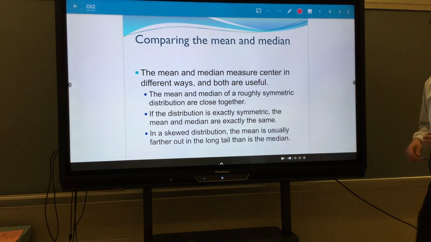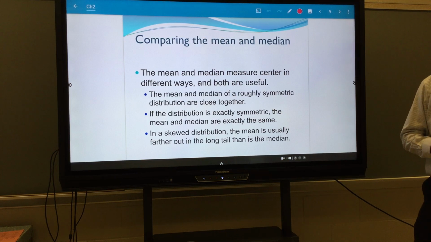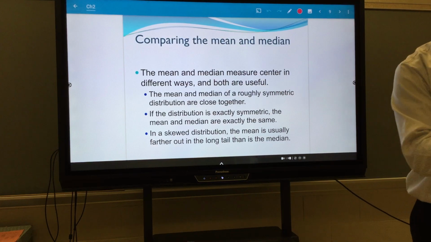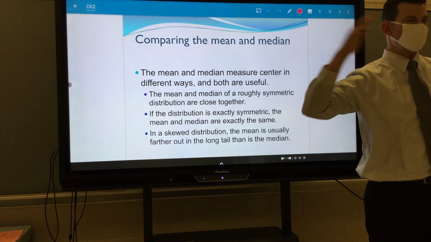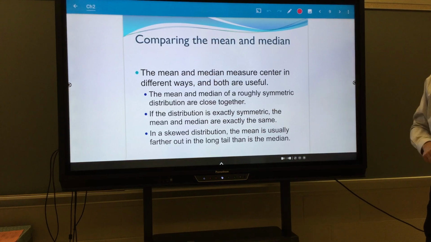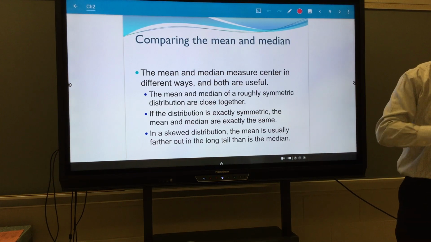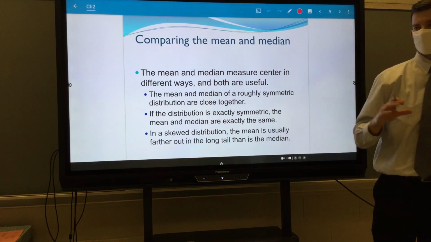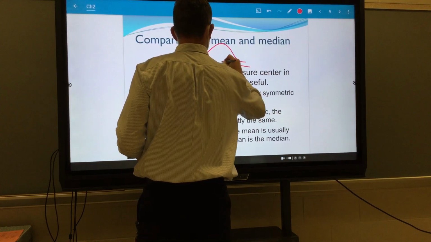Now, comparing the two, the mean and the median, they both measure the center. And they're both useful. I don't want you to think that because the mean is susceptible to outliers, it's a worthless measure and we should abandon the mean and always go with the median. No. The mean and the median are actually going to be the same measure if you have a perfectly symmetric data set. So when we start talking about the standard normal curve, the bell curve, remember what that looks like. It's symmetric right there.